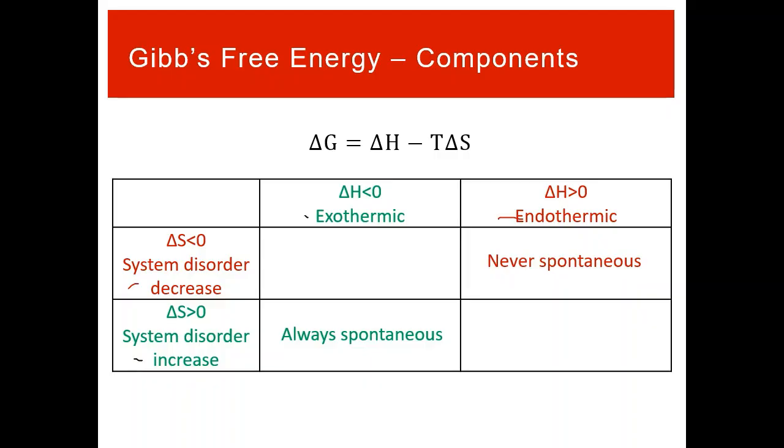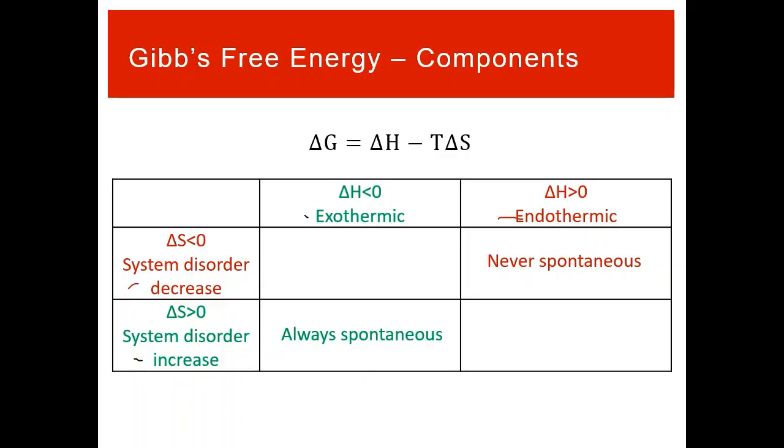Conversely, if you have an endothermic process that would decrease the disorder of the system, that would be never spontaneous. Both the entropy side of the reaction and the enthalpy side are unfavored. So it's more ordered and has less stable chemical bonds. Those processes just aren't going to happen under your given conditions.